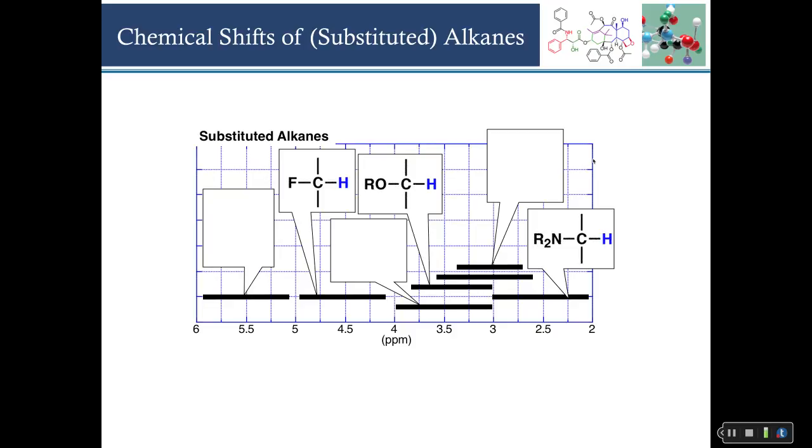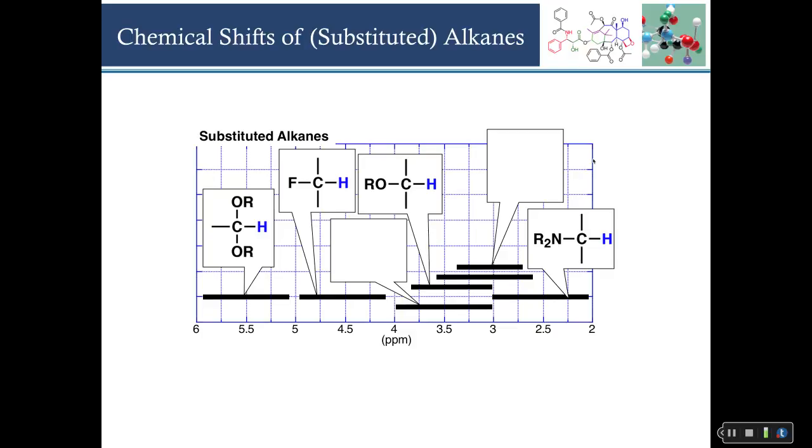So let's take a look at an example across the trend from fluorine to oxygen to nitrogen. Fluorine is most electronegative. That hydrogen would be in the 4.5 plus or minus a little bit area. Whereas the hydrogen that is bound to a carbon that is also bound to an oxygen, a little less electronegative, is not going to be quite as deshielded. It's going to be closer to the 3.5 plus or minus a little bit. And then the trend continues for nitrogen. Nitrogen is going to be 2.5 plus or minus a little bit.